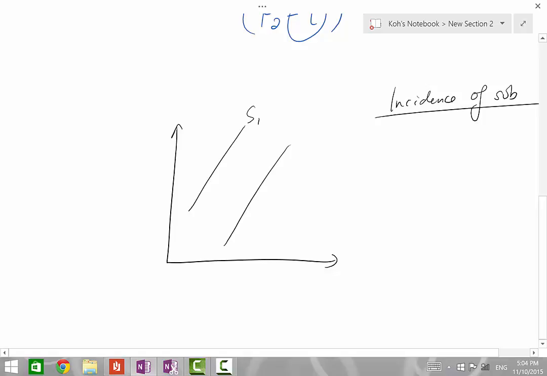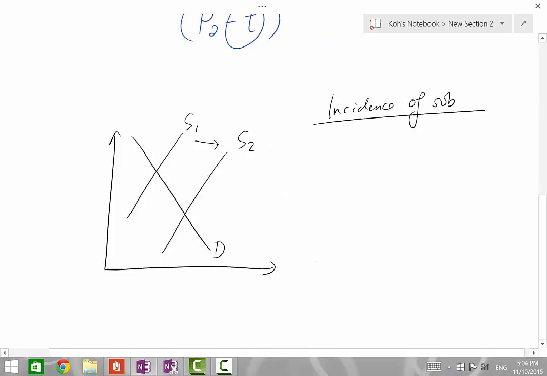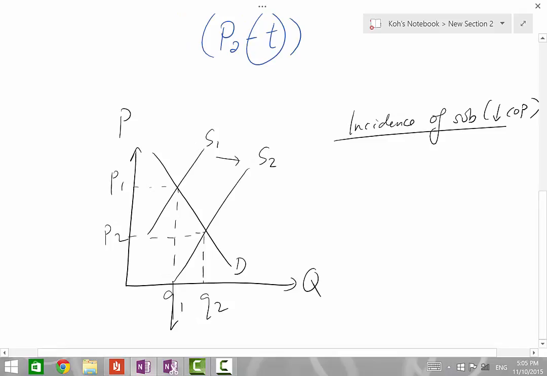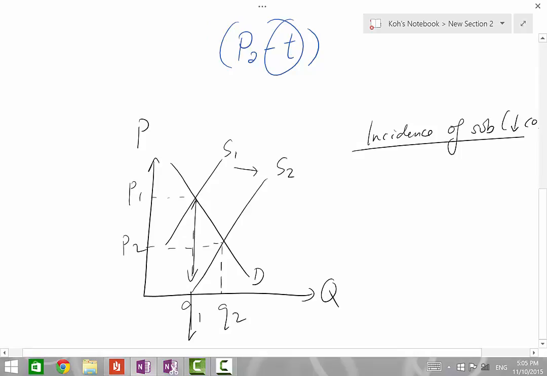So I have a shift in my supply curve. This time around it's a shift to the right, because the subsidy lowers production cost. So if I have a subsidy that shifts my supply to the right, this is P1, Q1, and P2, Q2 is here. Now there's a very large tendency for students to look at the incidence based on this distance here. Now that is not correct.